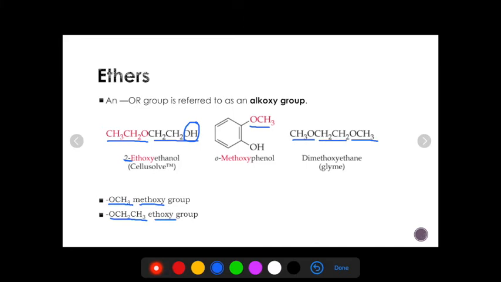So 2 ways here to name ethers. Again, you can either name the organic groups on both sides of the oxygen and then say ether, or we can use the methoxy, ethoxy groups.